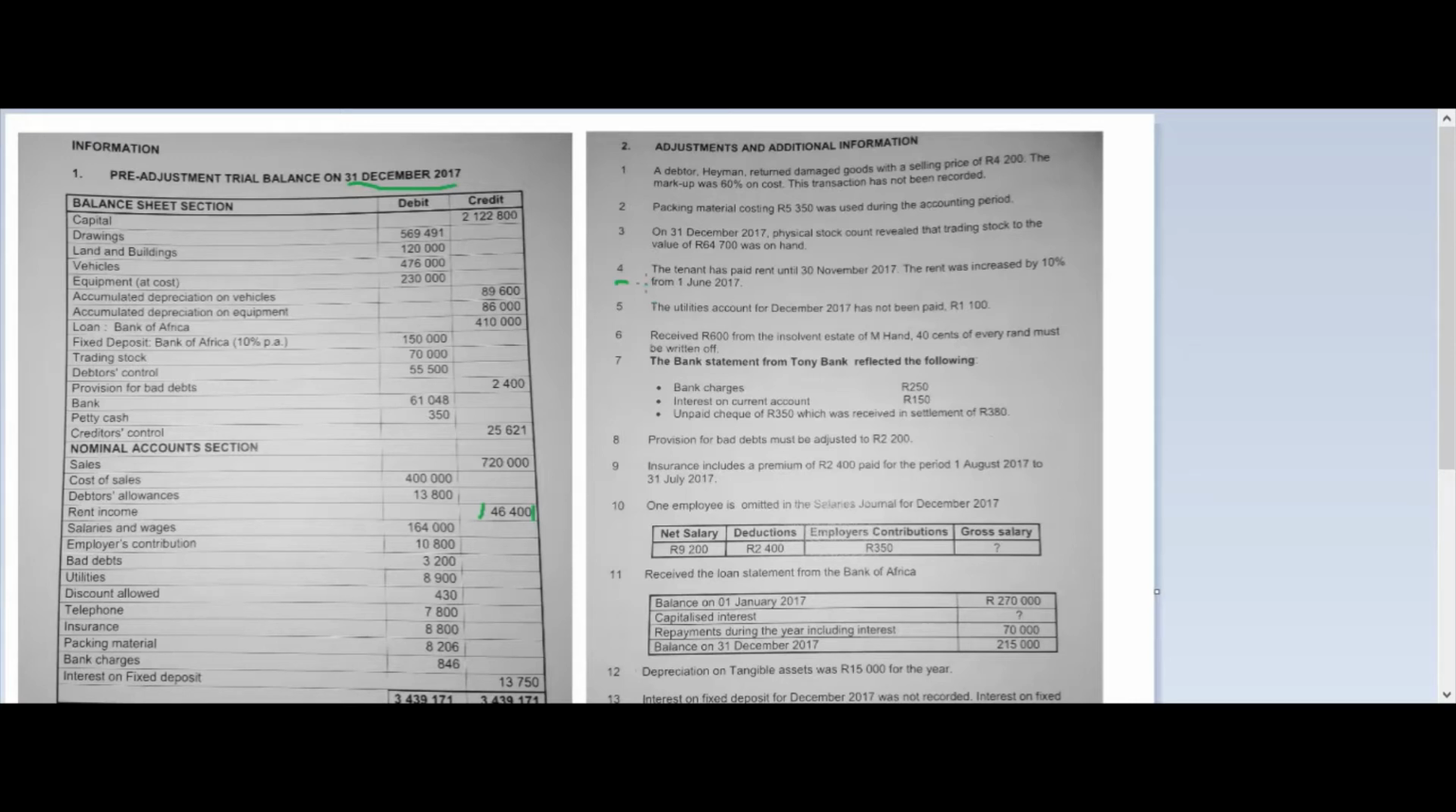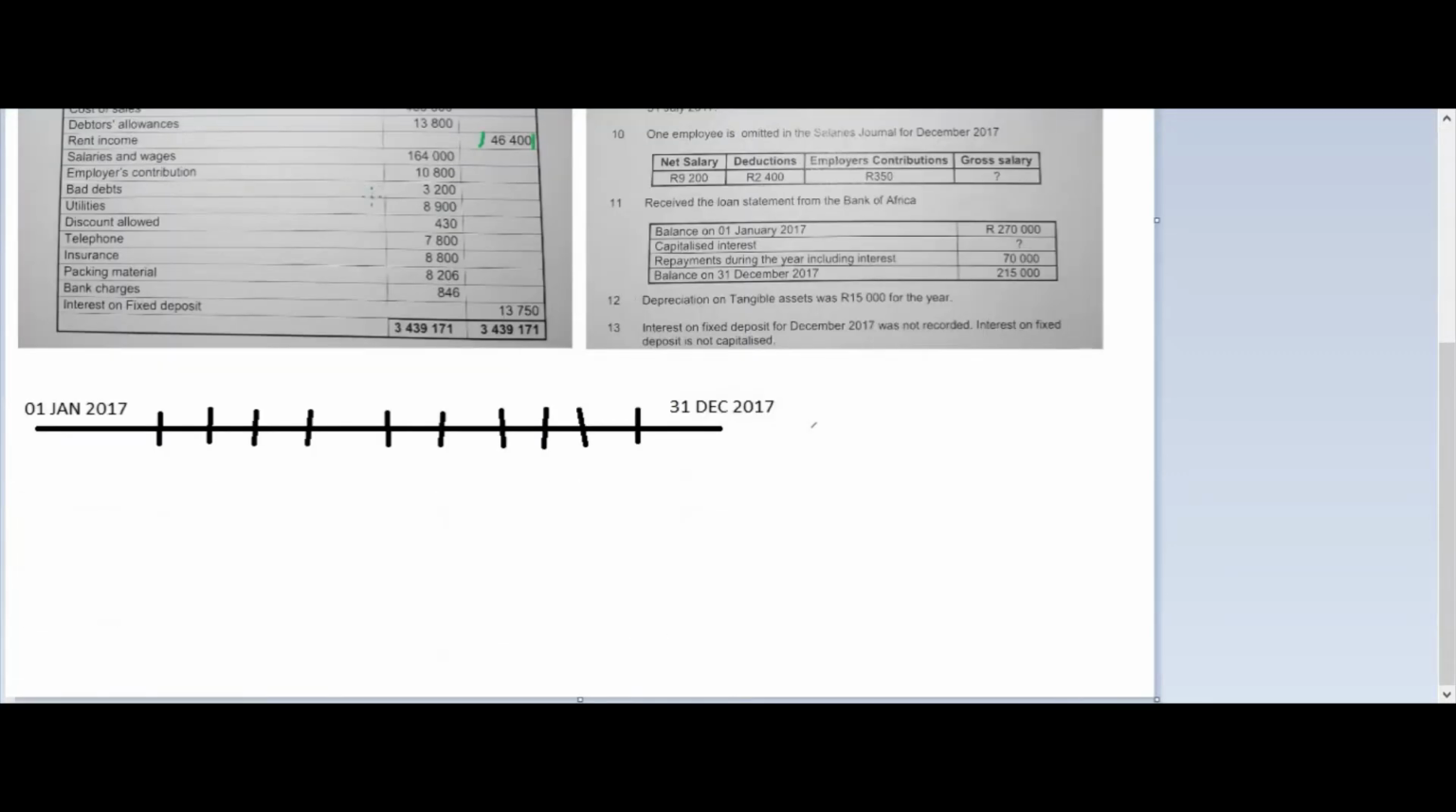So this is what I'm going to calculate. As the information clearly says that the tenant has paid rent until 30 November 2017, and our financial year ends on 31 December 2017, it means that I as a business am owed rent for December 2017. So that is what we're going to calculate. Every time we're dealing with these types of adjustments, it is wise to draw your financial year on a timeline, where you can clearly see the beginning of the financial year as well as the end of the financial year.